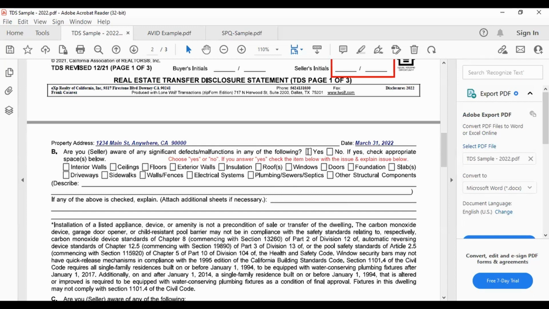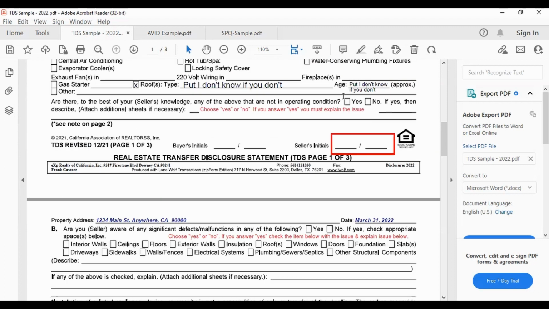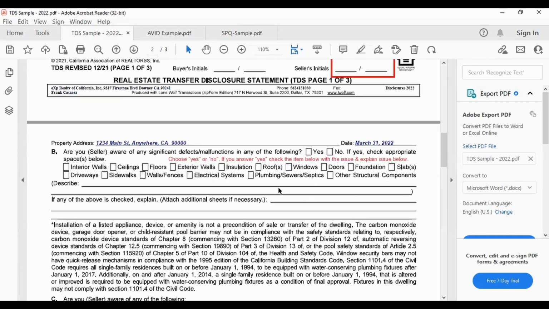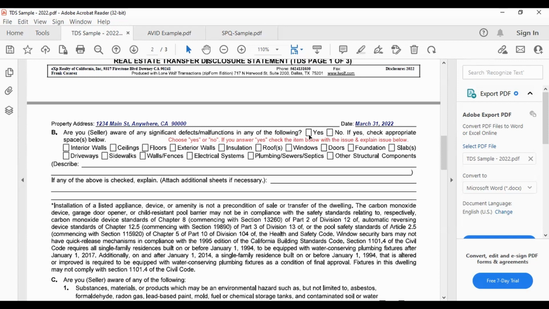Like I said, I'll get these quite a bit when I'm representing a buyer, and they check the yes box, but they don't explain. What does that mean to me? Once again, it's not complete, because anytime you answer yes to anything on this document and the SPQ, which we'll talk about in a few minutes, you have to explain why there is a yes there.